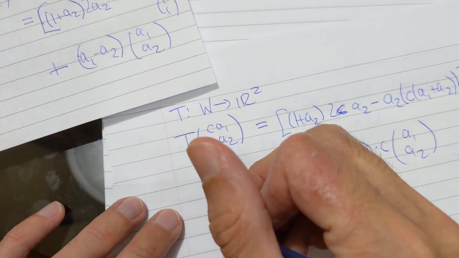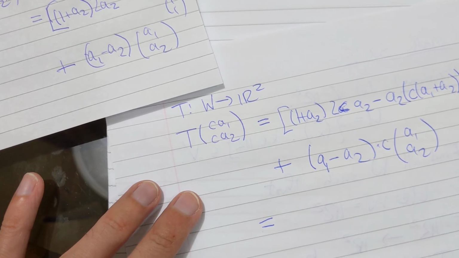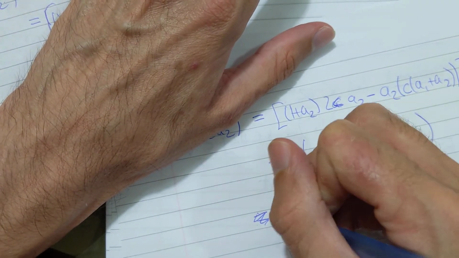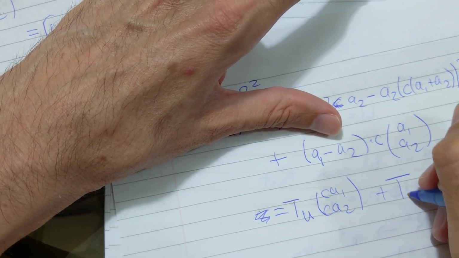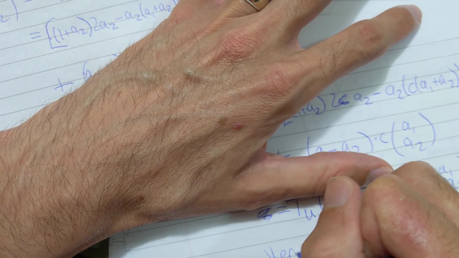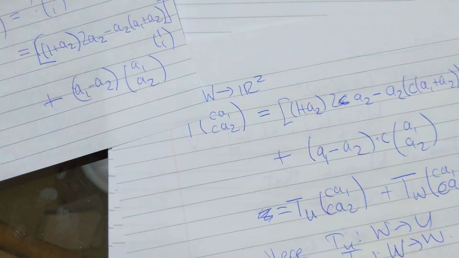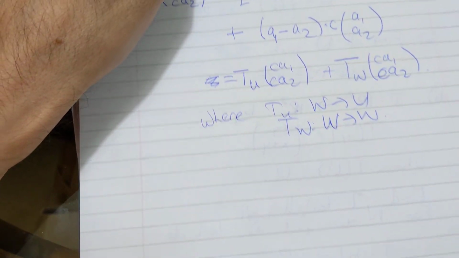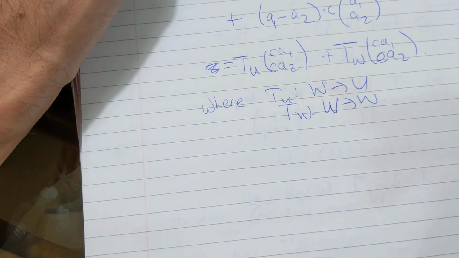So we want to write this as something going from W to U and something going from W to W, where TU goes from W to U, TW goes from W to W. Sorry. And then TU should kind of be like this.